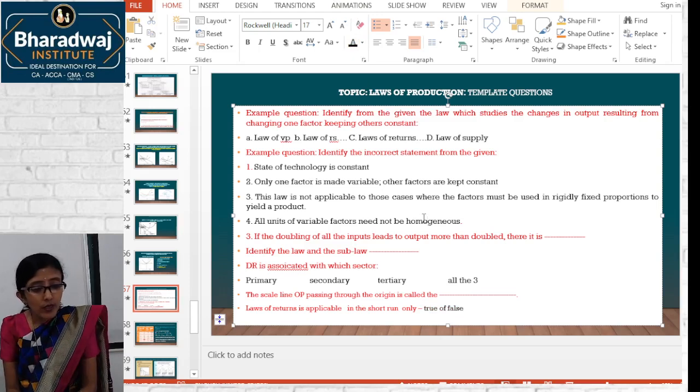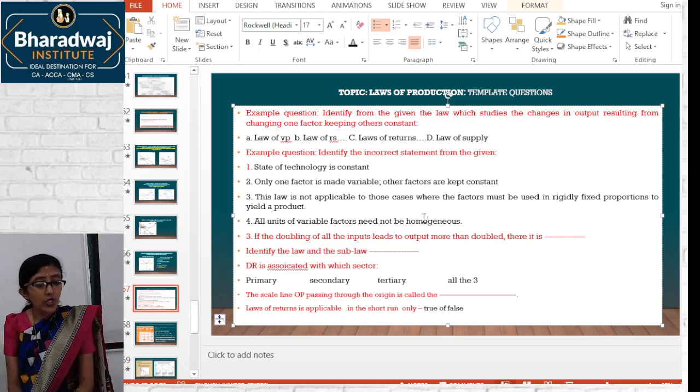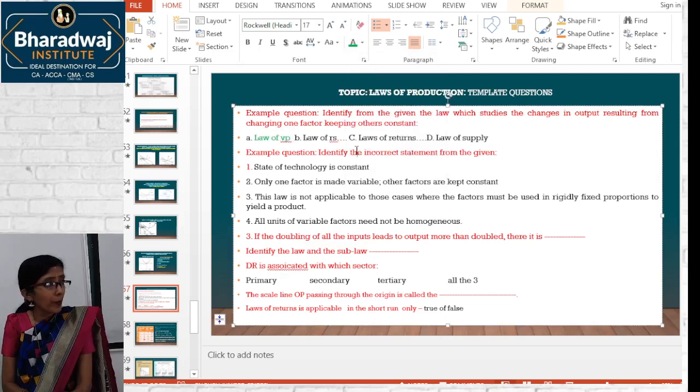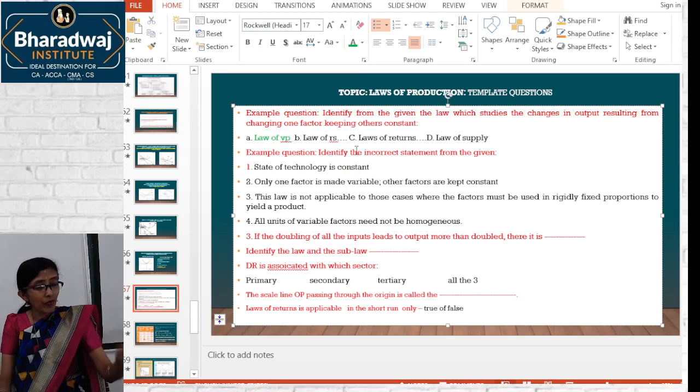First one, identify from the given the law which studies the changes in the output resulting from changing one factor, keeping others constant. Very good. Law of variable proportion. See how differently they have asked. Can you see that difference? So law of variable proportion, law of VP. Why? Because one factor is made variable, and others are constant. Can you follow?